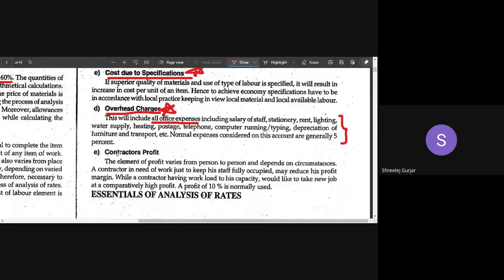Next, contractor's profit, very important. Why are we doing all this hard work? Because we want profit. So we need to consider some percentage for our profit. We usually use a profit of 10%. The contractor usually adds a profit of 10% to your total cost, whatever total cost you have.